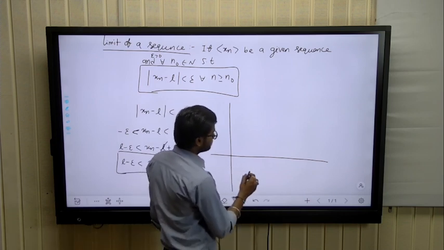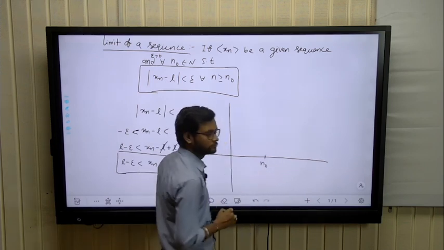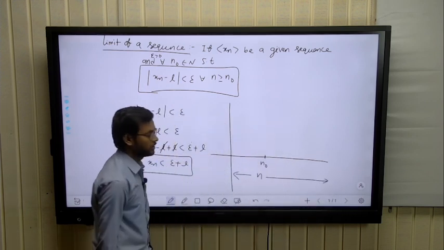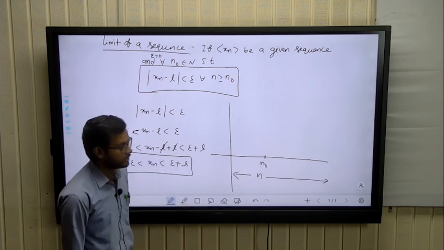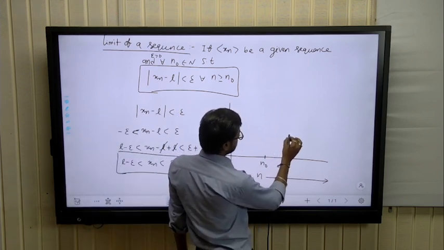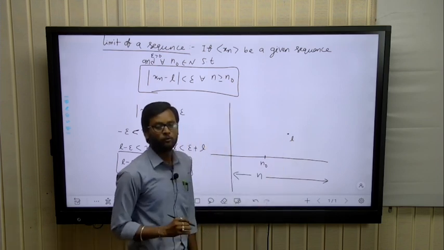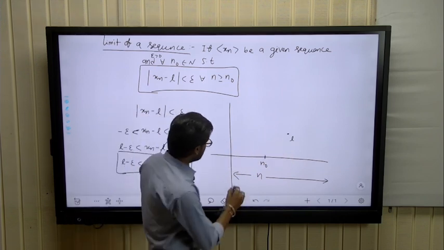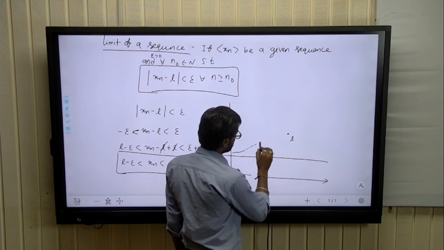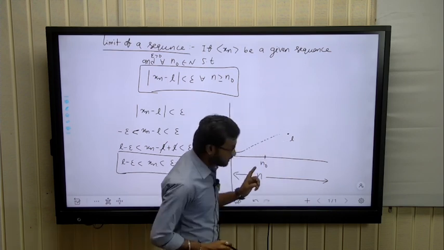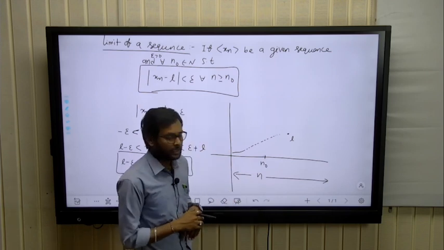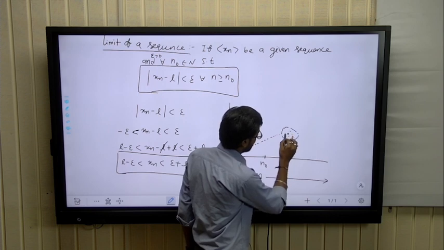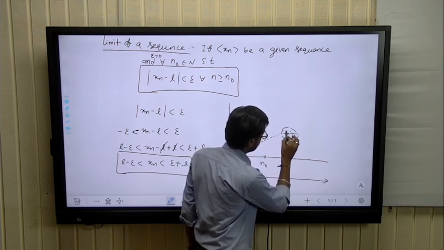See, suppose that here is the number n naught. n naught is a natural number. This is the line of natural numbers. I suppose that here is n naught. Now suppose that this is the point L, and the sequence has a limit L, which is the point here. Now if we go further, when the terms of the sequence cross the value of n naught, they come from around the L. This is the epsilon, this is the minus epsilon.